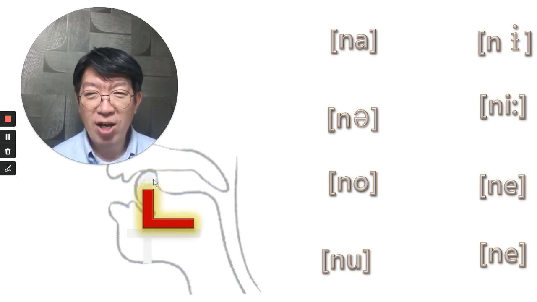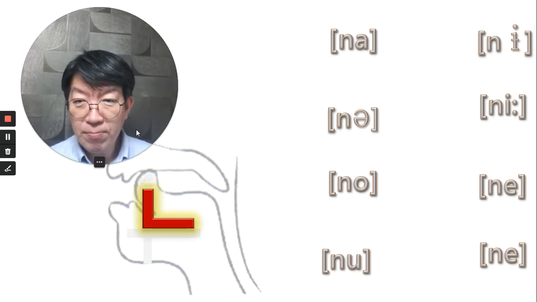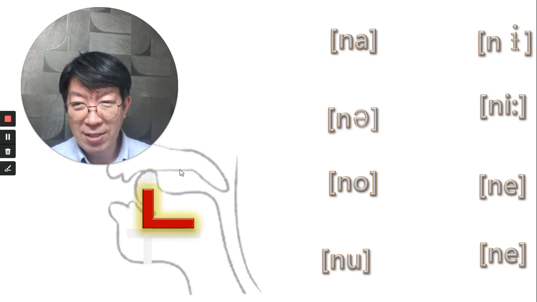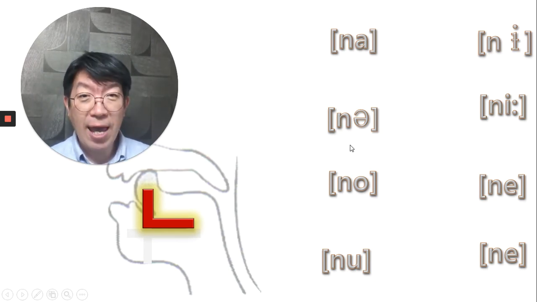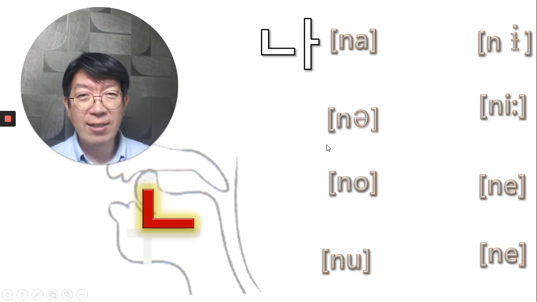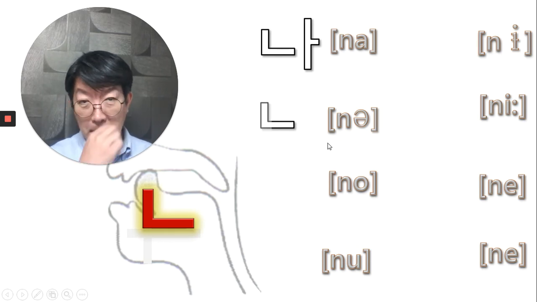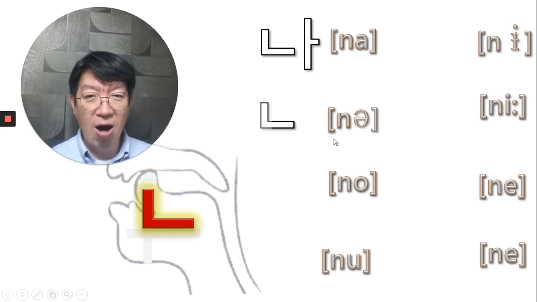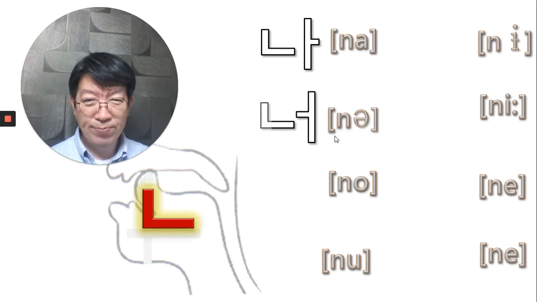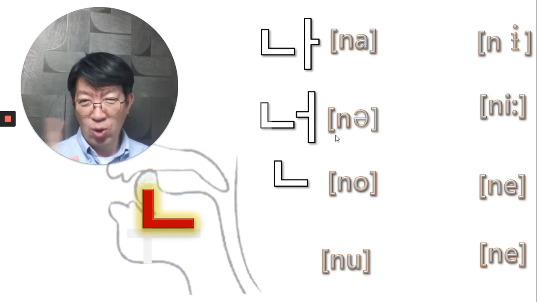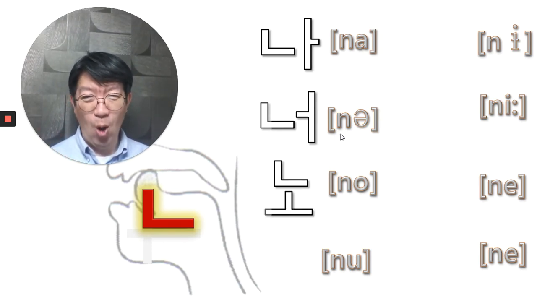So when you pronounce no, the tip of your tongue touches the alveolar ridge here. Okay, so na, na, na, and how do you pronounce this one? Na, ni, no, nu. No, no, no, okay?